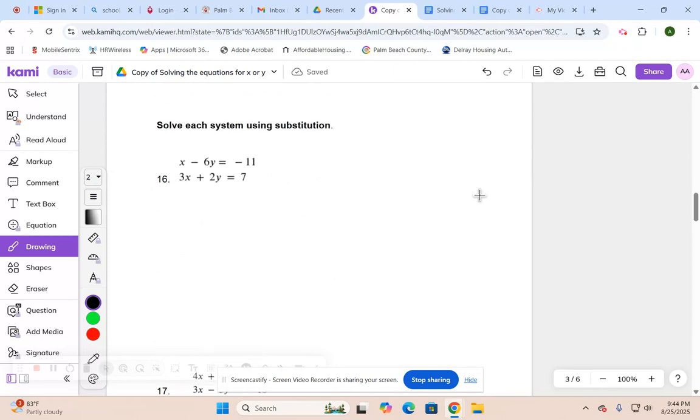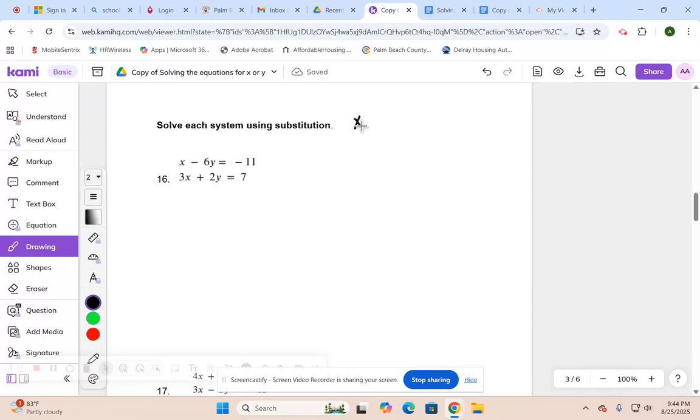Solve each system by substitution. Okay, so if we're going to solve by substitution, one of the equations has to be solved for x or y. And we don't have that in this case here. But we can fix that problem. You look and see which one is easier to solve in terms of x or y. And it appears the top one is much easier to solve for x.